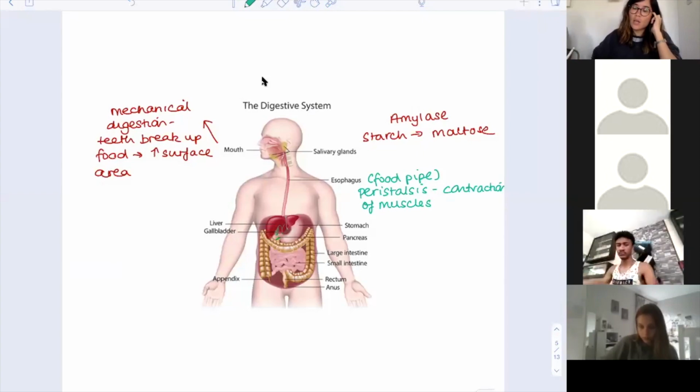Okay, it just totally depends on your exam board, but yeah, maltase does convert maltose into glucose.